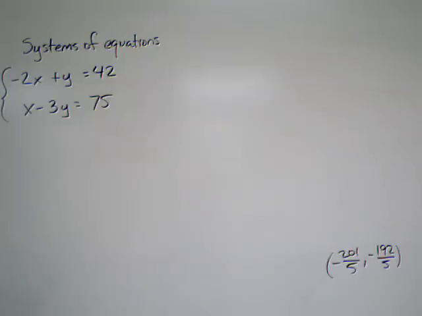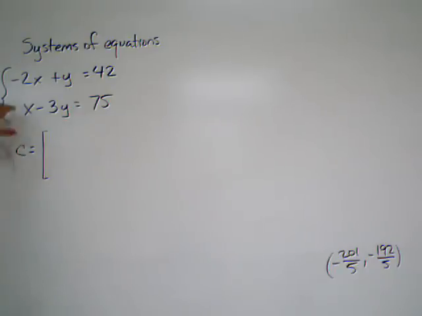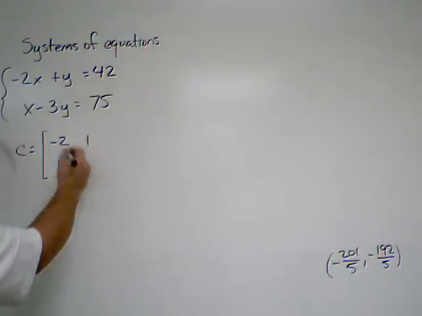Alright, it's pretty simple. First thing we need to do is find our coefficient matrix. We're going to call it C. Oops, we can't see that, sorry. So C is going to be a 2 by 2 matrix, and all we're going to do is take the coefficients from our functions here and plug them into our matrix. So we've got -2, 1, 1, and -3.